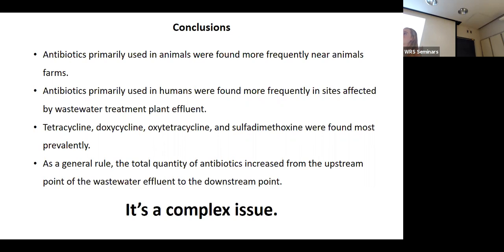But overall, it's a complex issue. We can't put it into a nice, tiny little pretty box of, if there's one beef farm here, we can definitely find tetracycline. It depends on so many other factors. So as much as we found a lot of interesting information, it certainly raises more questions.